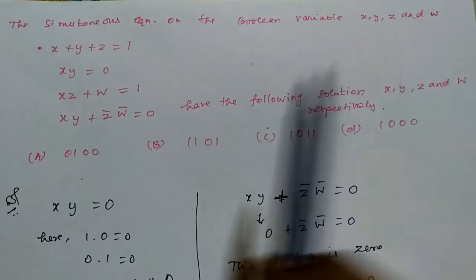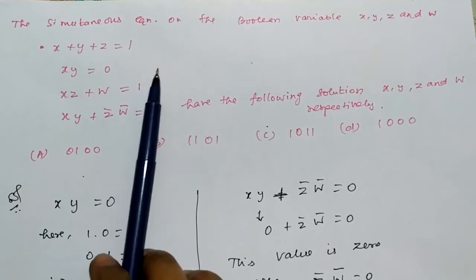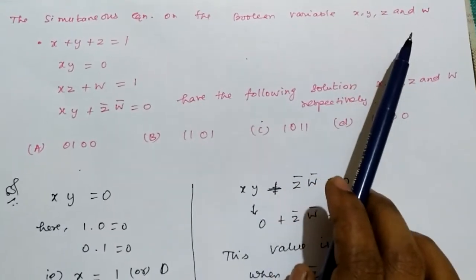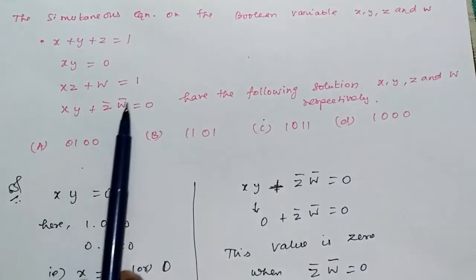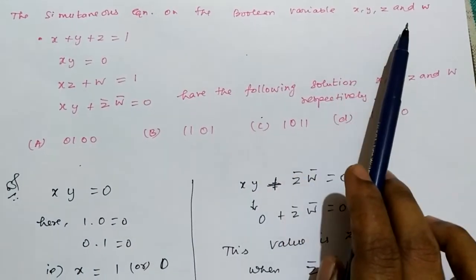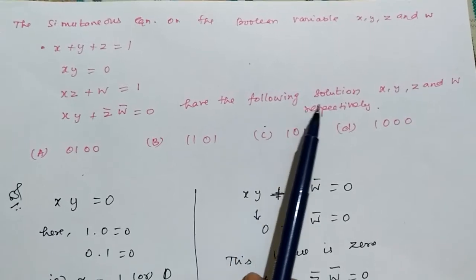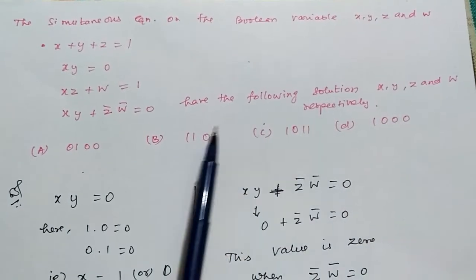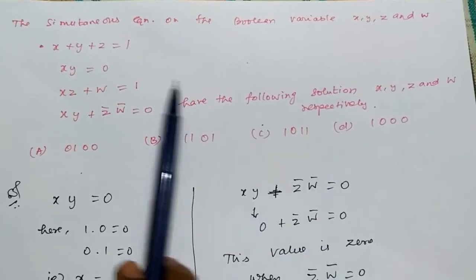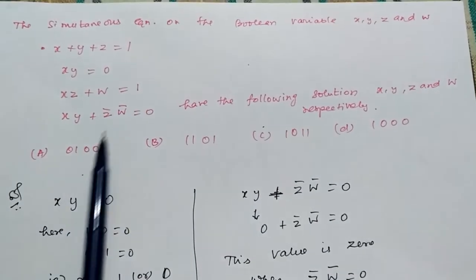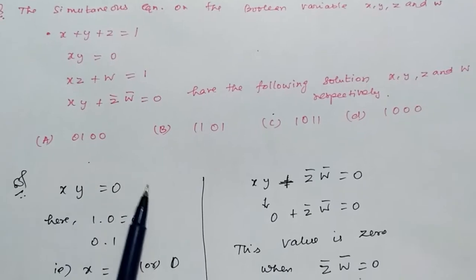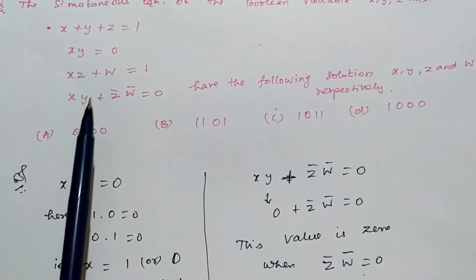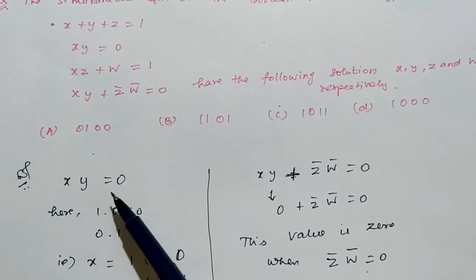Thank you. The simultaneous equation on Boolean variables x, y, z and w. So these are all the equations, considering the variables have the following solutions x, y, z and w respectively. So what is the solution for these equations? Here we will first consider xy is equal to 0.